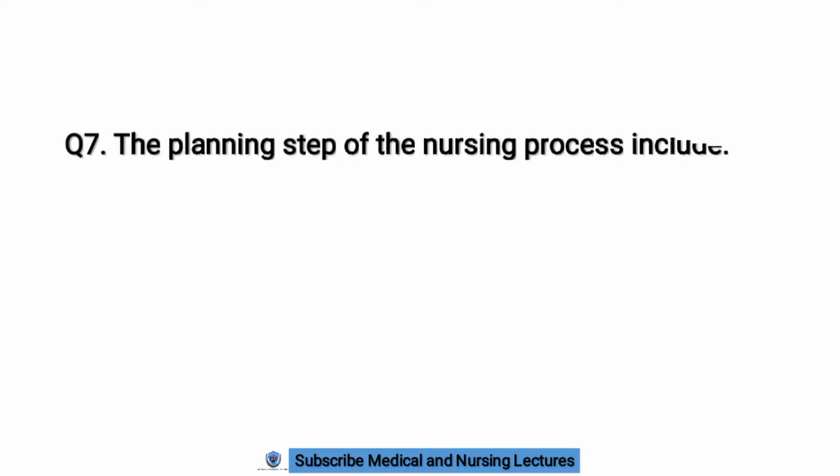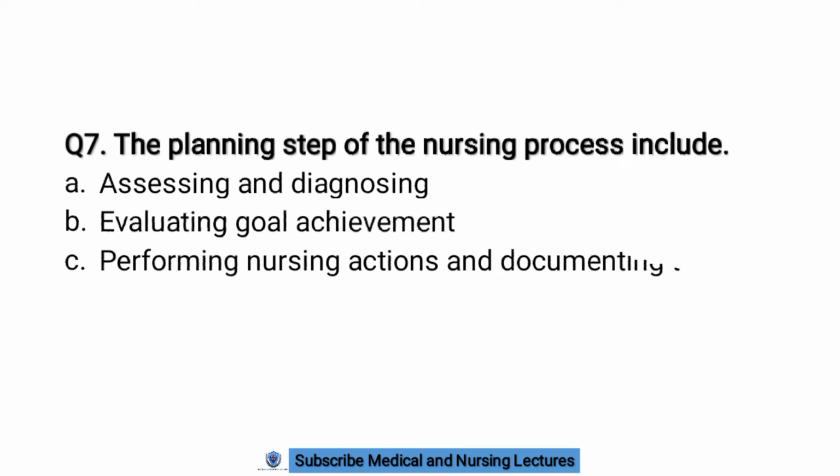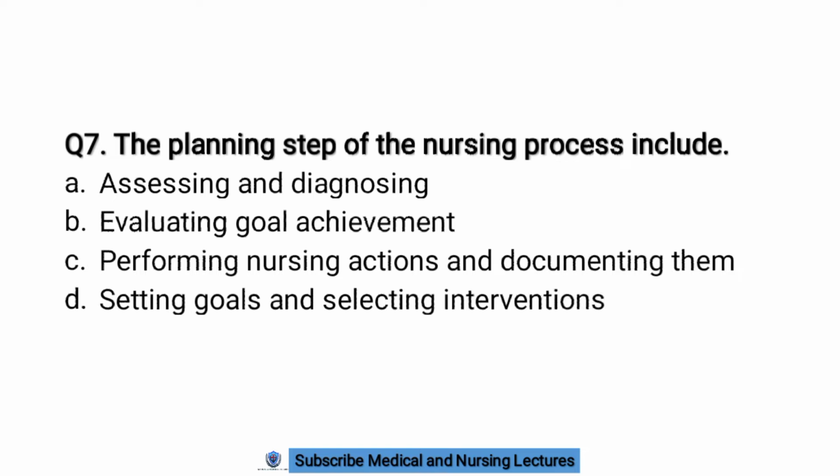Question number 7. The planning step of the nursing process includes option A, assessing and diagnosis, option B, evaluating goals achievement, option C, performing nursing actions and documenting them, option D, setting goals and selecting interventions. Option E, both A and B. Here the correct option is option D, setting goals and selecting interventions.